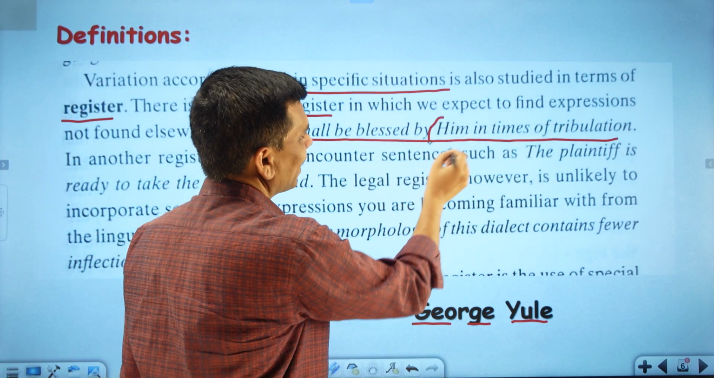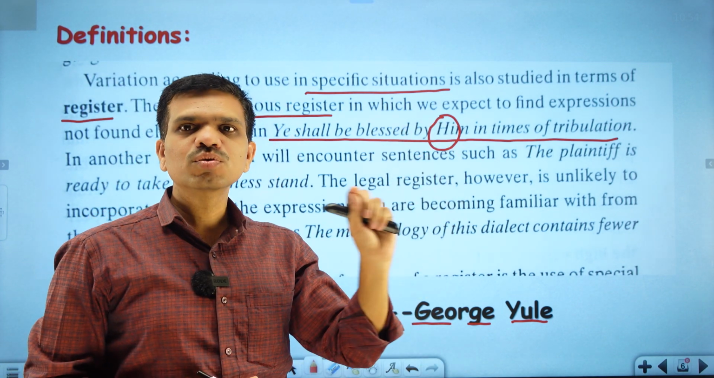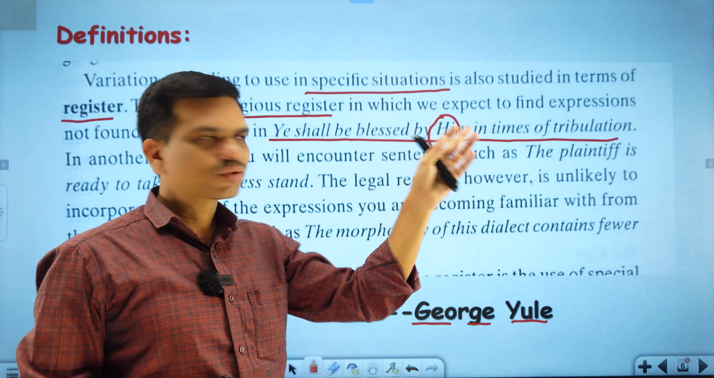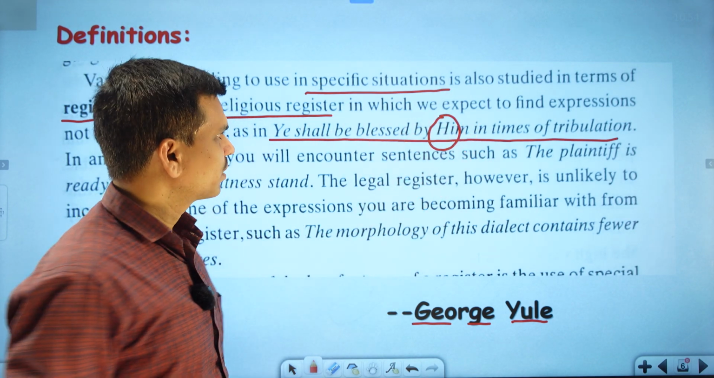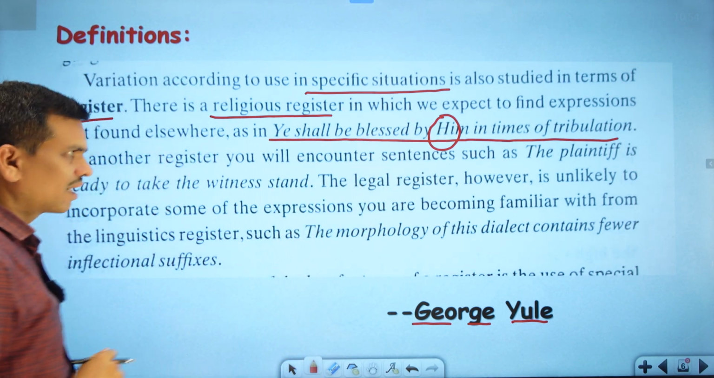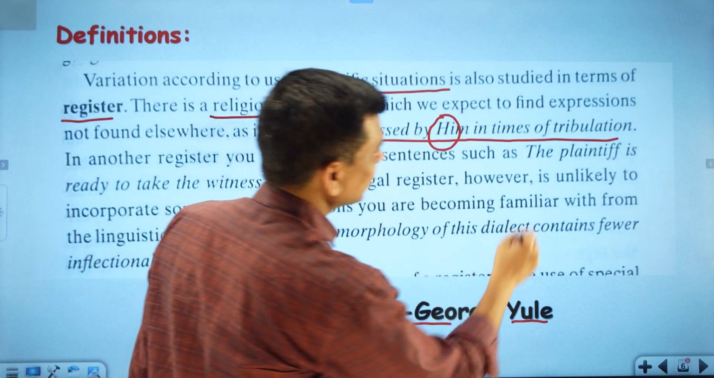Now this H is used here, capital H, so it refers to Him, meaning God. Who is Him? He is God. So H is used here as a capital. Then "blessed, ye shall." This type of vocabulary is used in religious register. Again, we have another example of legal register.